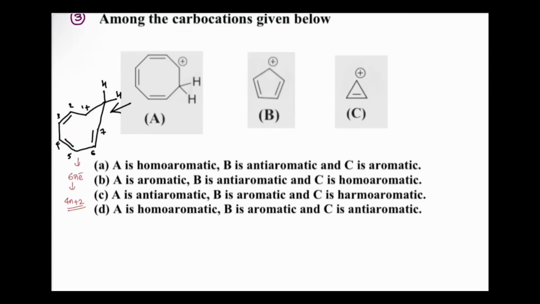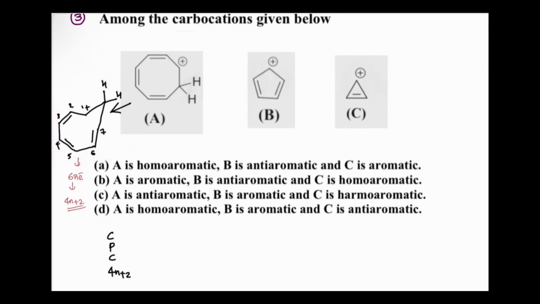So the first 3 criteria, that is cyclic, planar, conjugated, are satisfied, and it contains a total of 6 pi electrons. So it is a 4n plus 2 system also. Now the molecule became aromatic just by moving the sp3 hybridized atom above the plane. This molecule, we'll call it a homoaromatic molecule.